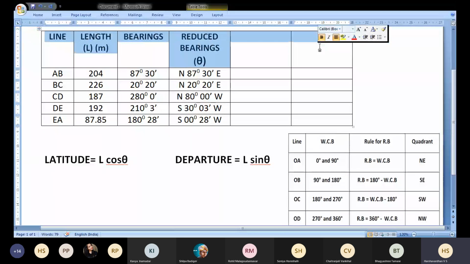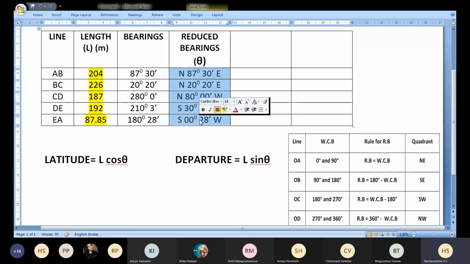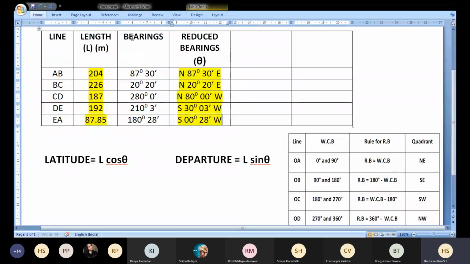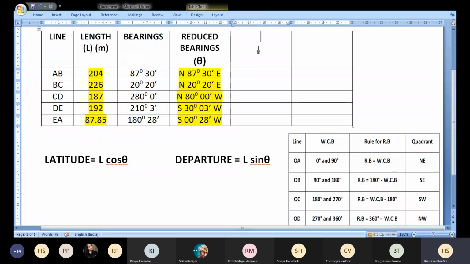So we have calculated the reduced bearings. To calculate latitude and departure, we need the length of all the lines, which is already given in the question, and we need the theta values, which we have calculated. So we will multiply both and calculate latitude as well as departure.